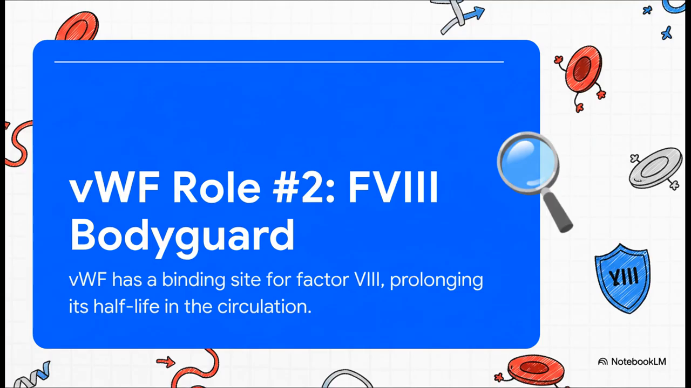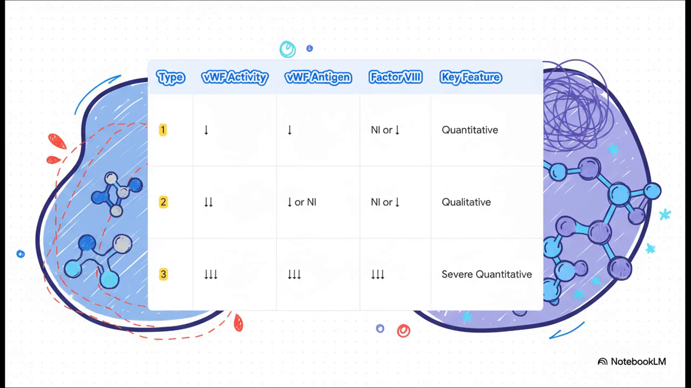If you don't have enough VWF, your factor 8 levels are going to drop too. This is a huge concept because it explains why some forms of von Willebrand disease can look a lot like mild hemophilia.